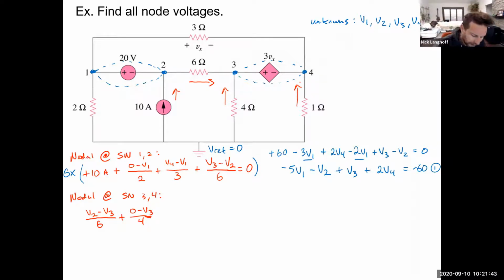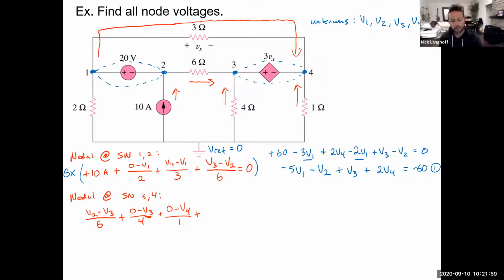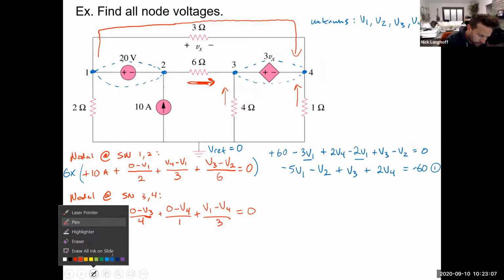Through the 1 ohm path, that's 0 minus V4 divided by 1. And then finally, the current all the way from node 1 going through the 3 ohm path to node 4. So that's V1 minus V4 divided by 3, all equal to 0. Let's go ahead and massage this equation a little bit too.